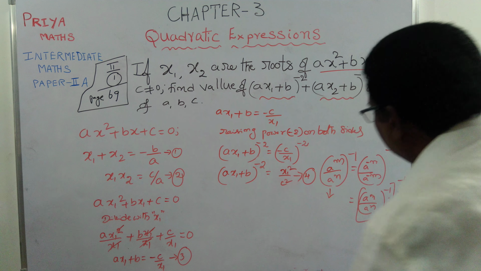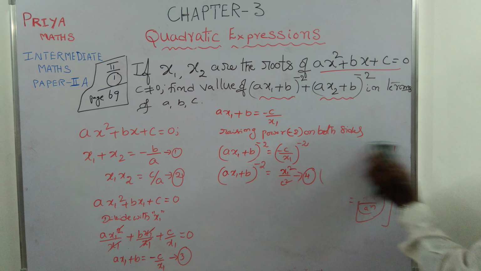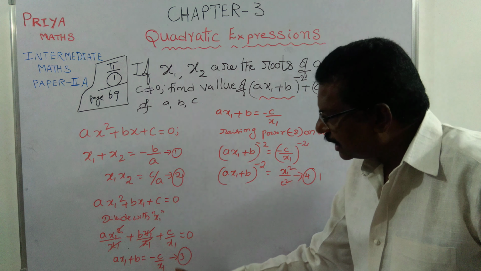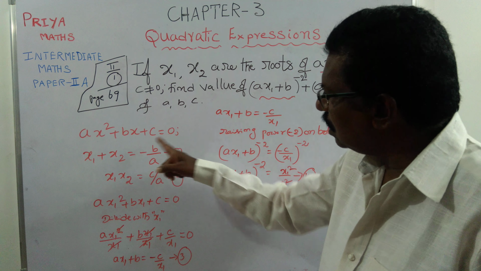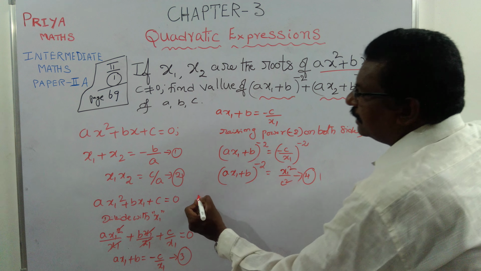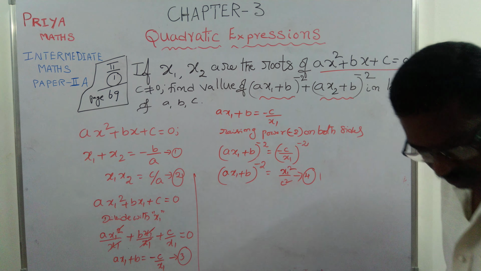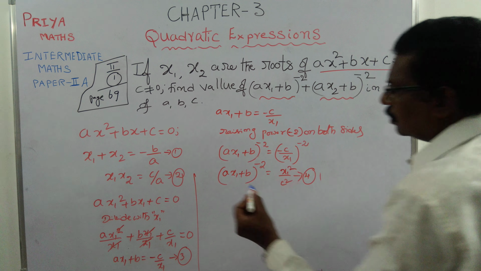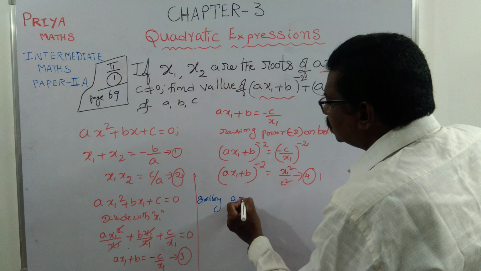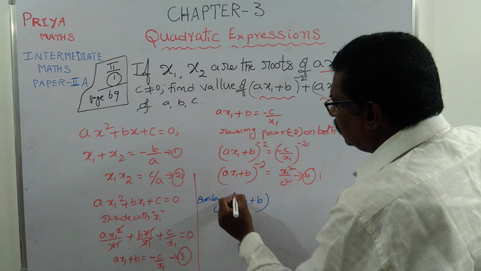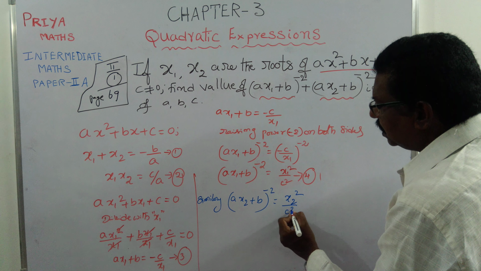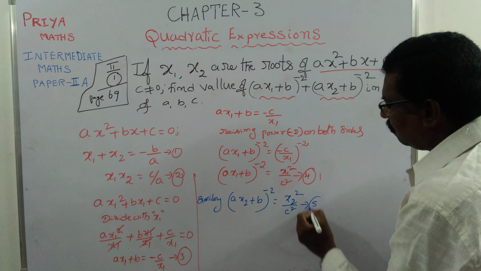Write down this one also, note it. Next, similarly you can write, x2 is a root of this equation. This equation becomes the same way: (ax2 plus b) whole to the power of minus 2 is equal to x2 square by c square. Call this equation number 5.